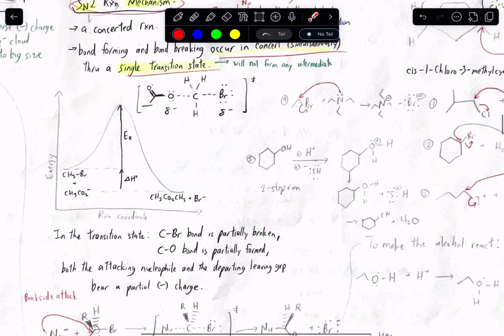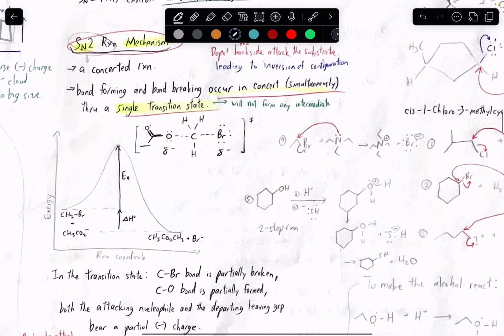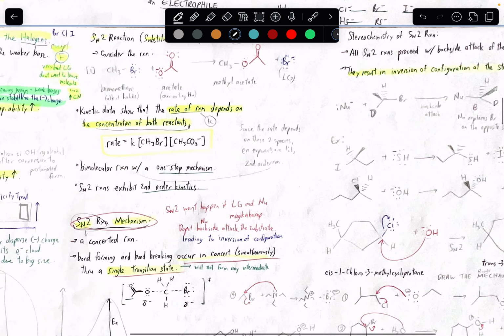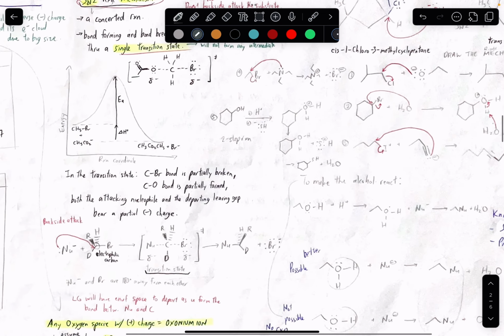So both the attacking nucleophile and the departing leaving group bear a partial negative charge. So it's this one. Again, how do you determine what partial charge to place? Here, it happens that the nucleophile is negative, so in the transition state, we show partial negative. The leaving group in the product side became negative, so we show that the leaving group is partially negative in the transition state. Okay?